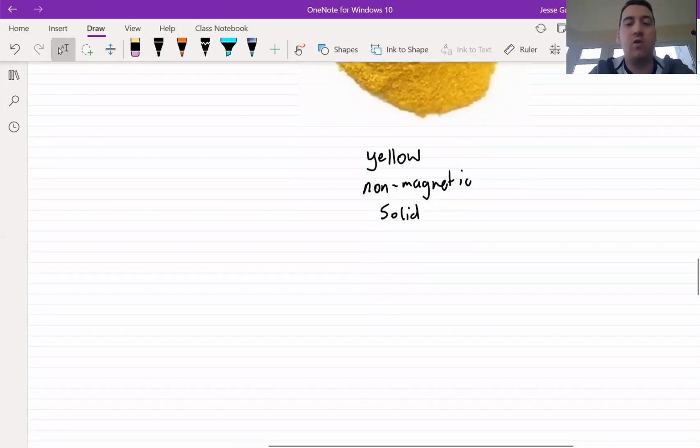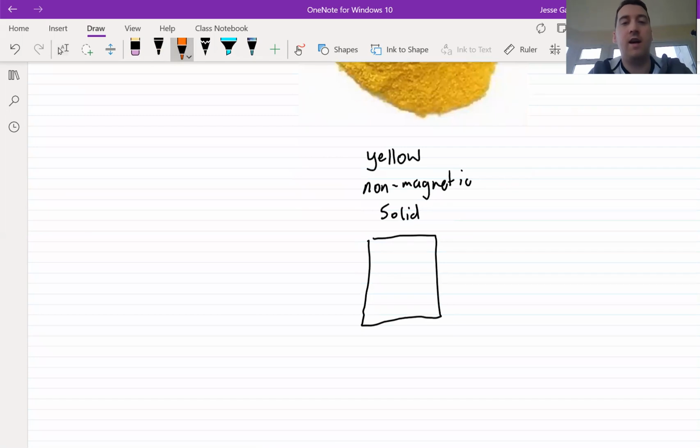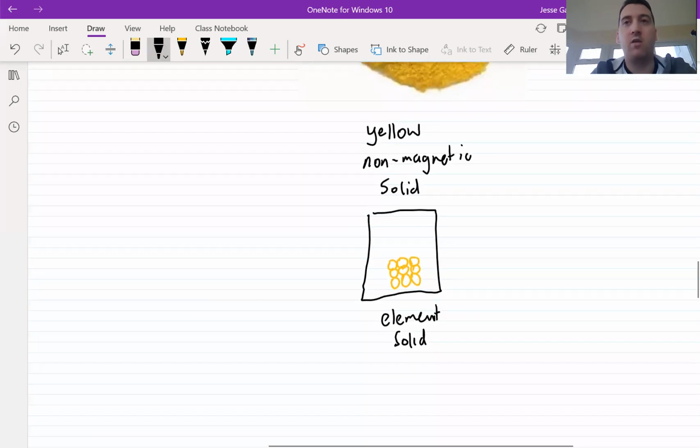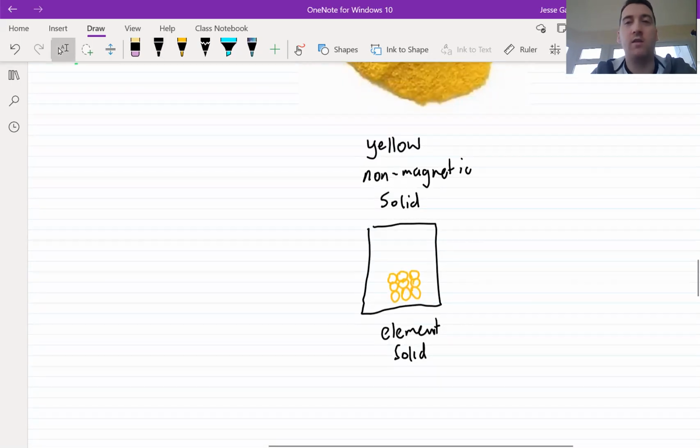And if we were to draw it, we will probably represent it like this. So we have a container, and generally, if we're drawing solids, we use 9 as our number of particles. And we do 1, 2, 3, 1, 2, 3, 1, 2, 3, like that. So this tells me that this is an element because all the atoms are the same. It is a solid because the particles are arranged in regular patterns. And I can see from the picture that it's a solid.